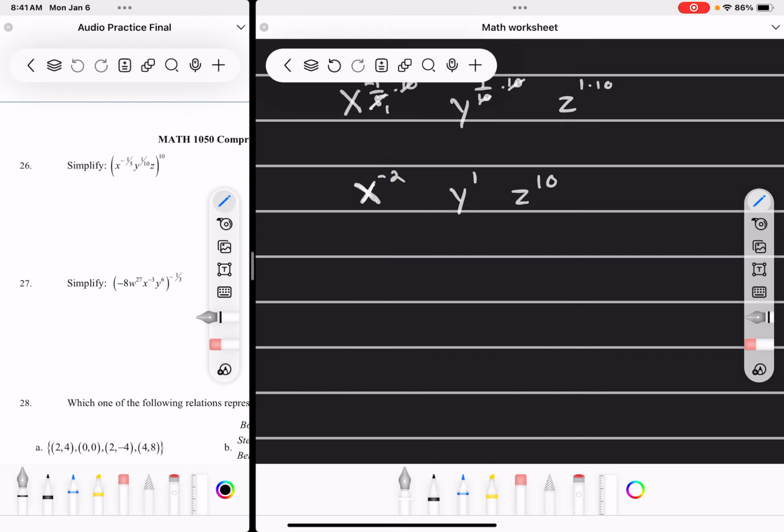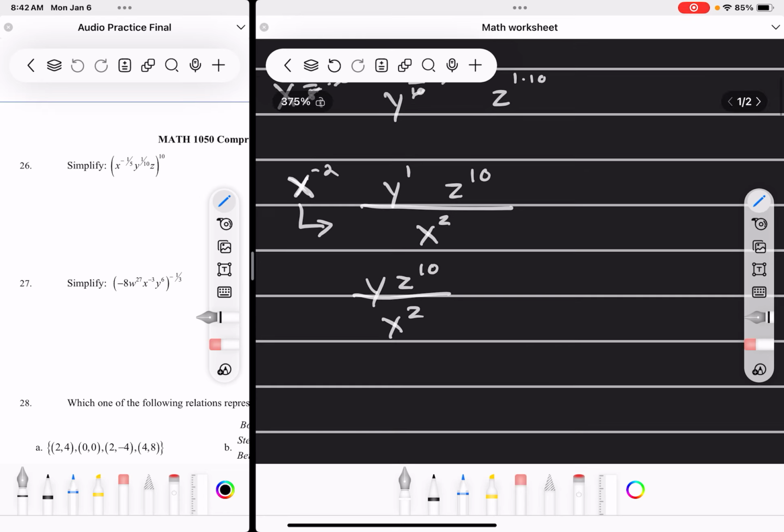A negative power simply means you're going to move the number from either the top of the fraction to the bottom or the bottom to the top. Numerator, denominator, or denominator, numerator. Since we just have an x negative 2, there's nowhere else for it to go, so it must be in the numerator if we make it into a fraction. So we're just going to move this to the bottom, making it x squared positive on the bottom, and we end up with y z10 over x squared.